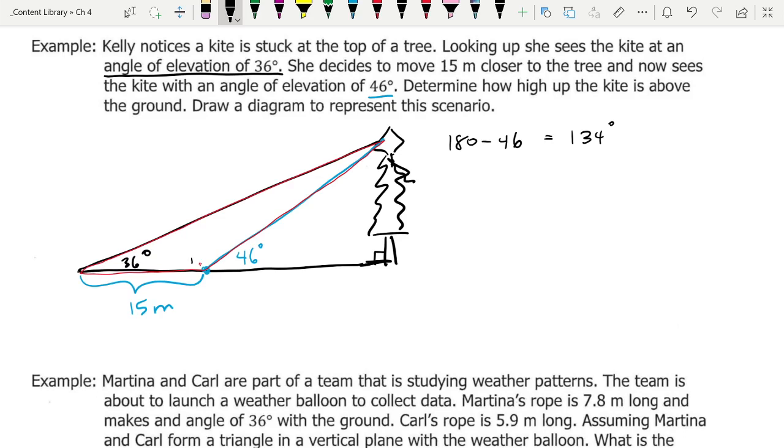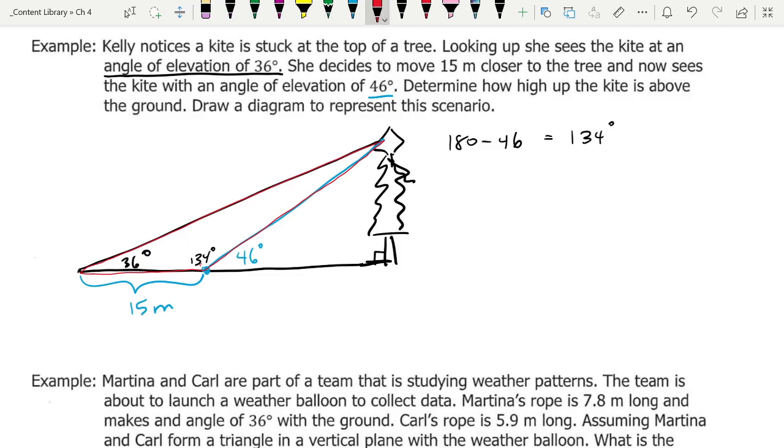So this is 134. Is there any other possible way this triangle could have been drawn? And the answer is no, because they gave us two angles. Remember, there's never ambiguity if they give you side angle side, side side side, or anything with two angles given. So this is the only possible diagram I could have. I could have drawn it to the right instead of to the left, but it's still the same triangle.